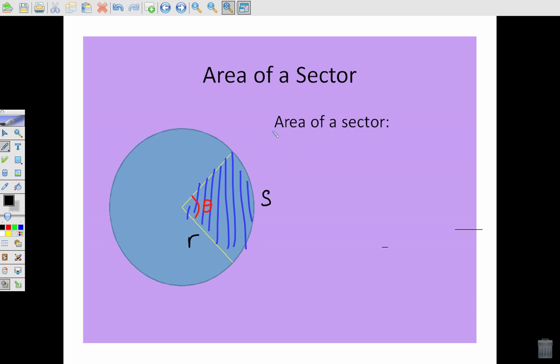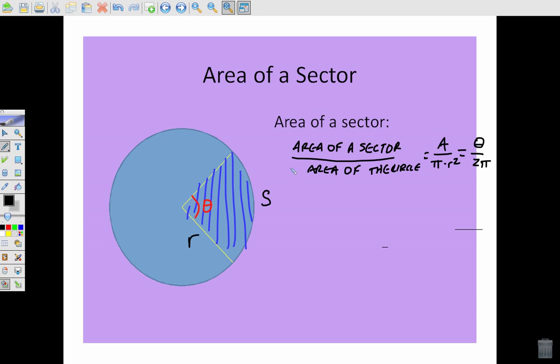So if we are thinking about area of a sector, we're still going to be comparing it to the area of a circle. And so my area is going to be compared to pi times radius squared, because that's my area of a circle formula. And what we're doing is we're saying that's theta out of a possible 2 pi, because our theta is our angle of our sector, and 2 pi would be all the way around. So let's cross multiply and see what happens.